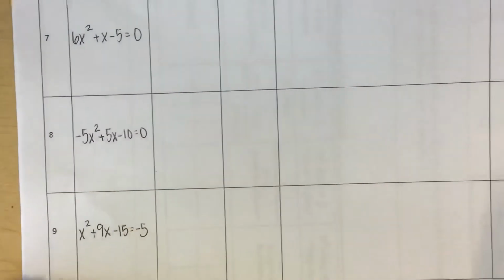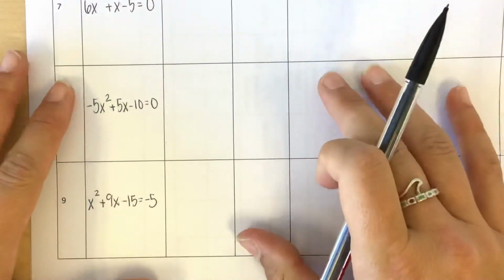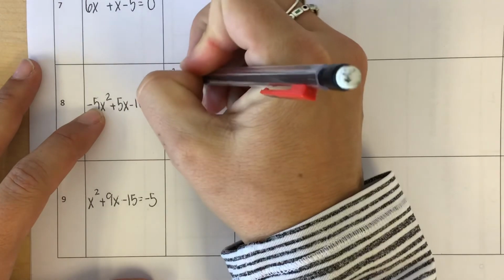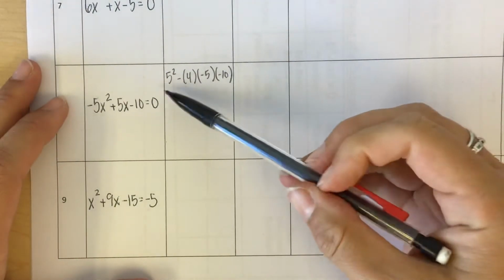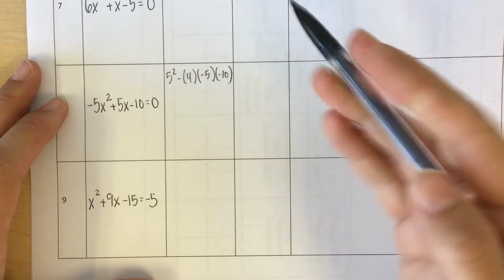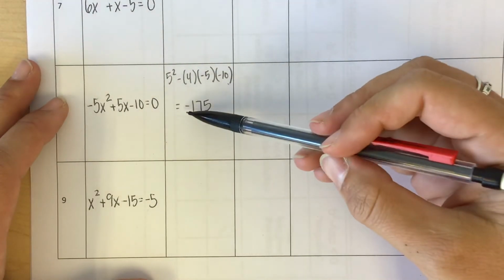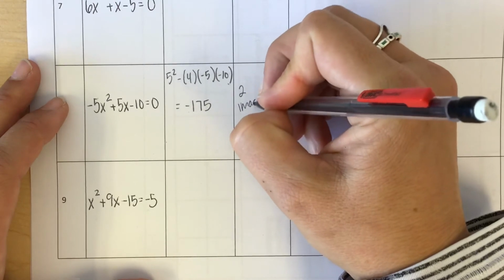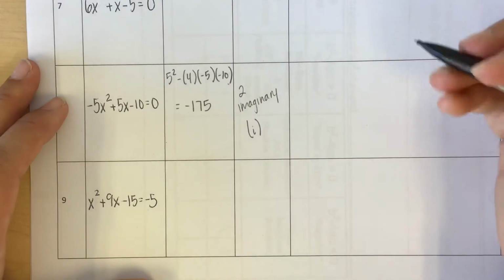Okay, number 8. All right, on number 8. Okay, so start off with our discriminant. So again, b squared, so 5 squared minus 4 times negative 5 times negative 10. So when we do this, and we figure this out, we get a discriminant of negative 175. So our discriminant is negative, which means that we're going to have two imaginary solutions. All right, that means I'm going to have an i in my answer.